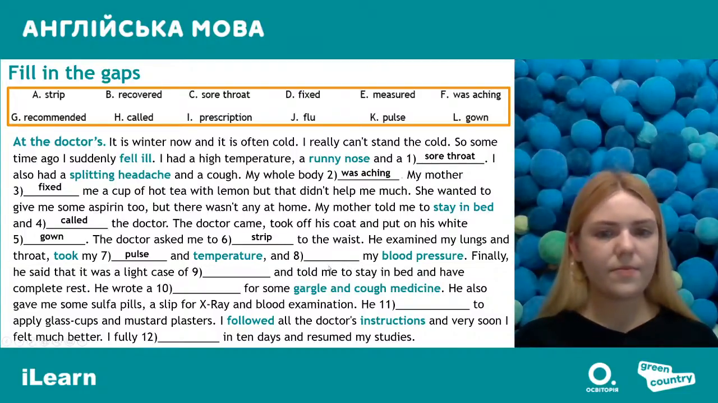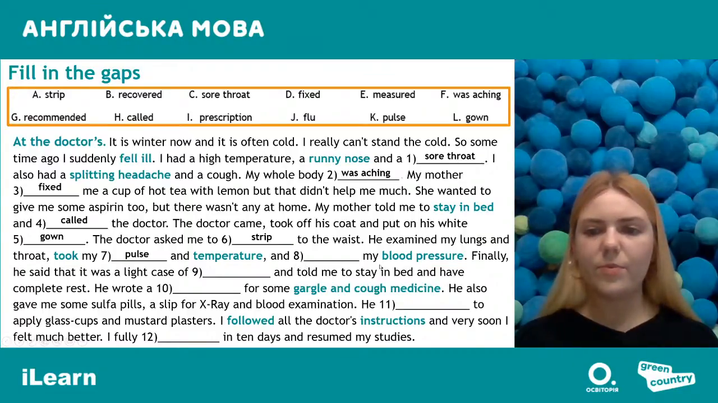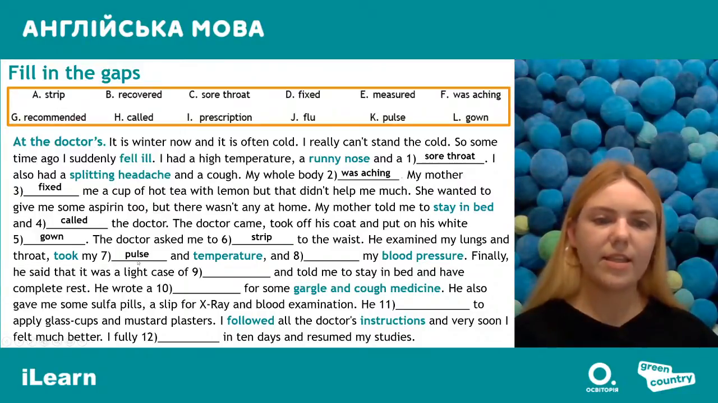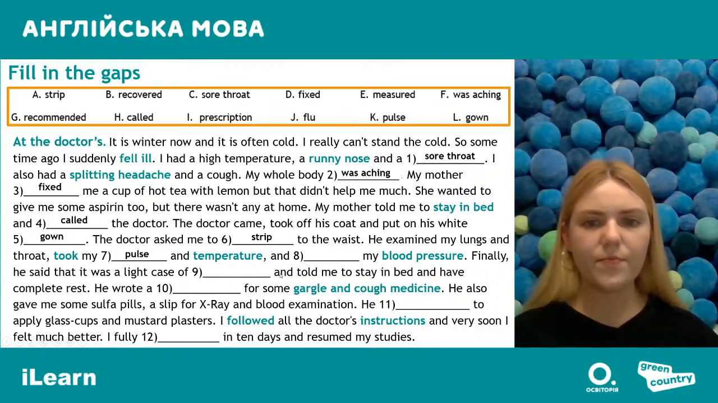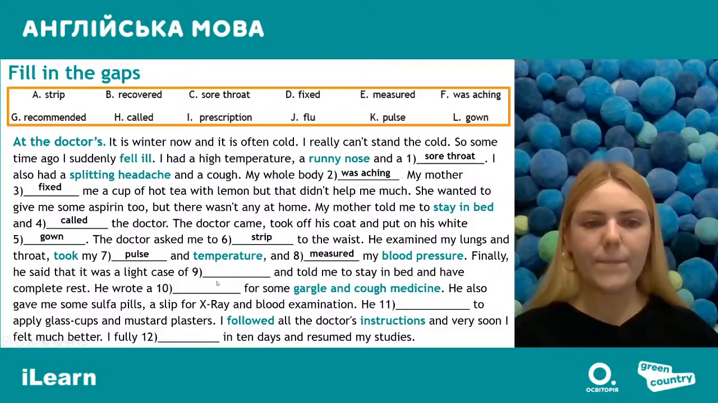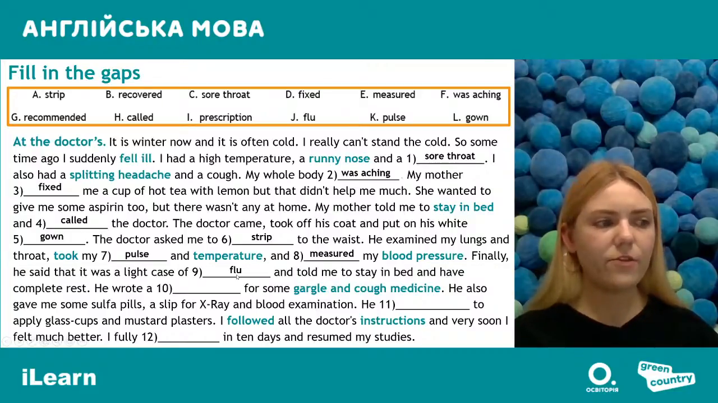And 8, my blood pressure. So what can we do with the blood pressure? We can take pulse, we can take temperature. Yes, but we can measure blood pressure. Please remember, take temperature, take pulse, but measure blood pressure. Number 9. It was the light case of flu. Yes, right, that is easy. Flu, грип.